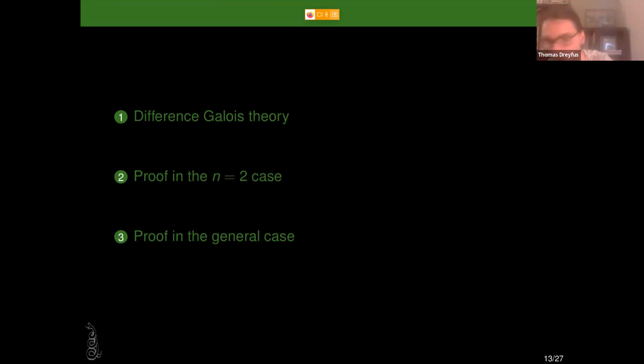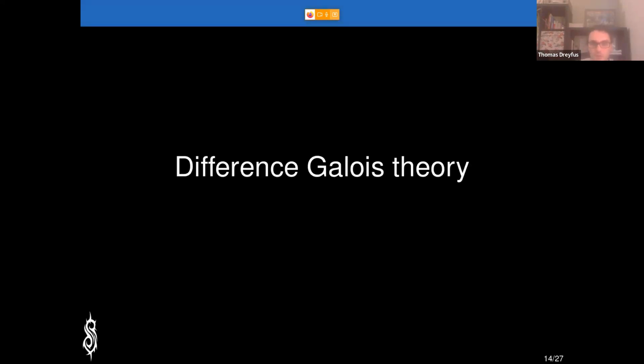So first, I will make some reminders of difference Galois theory. And then I will sketch the proof in the case n equals 2, because it gives you an idea of what the proof is in the general case. And then I will super sketch the proof in the general case, meaning that I will not give the details because I have only 15 minutes, I guess. So I need to hurry.